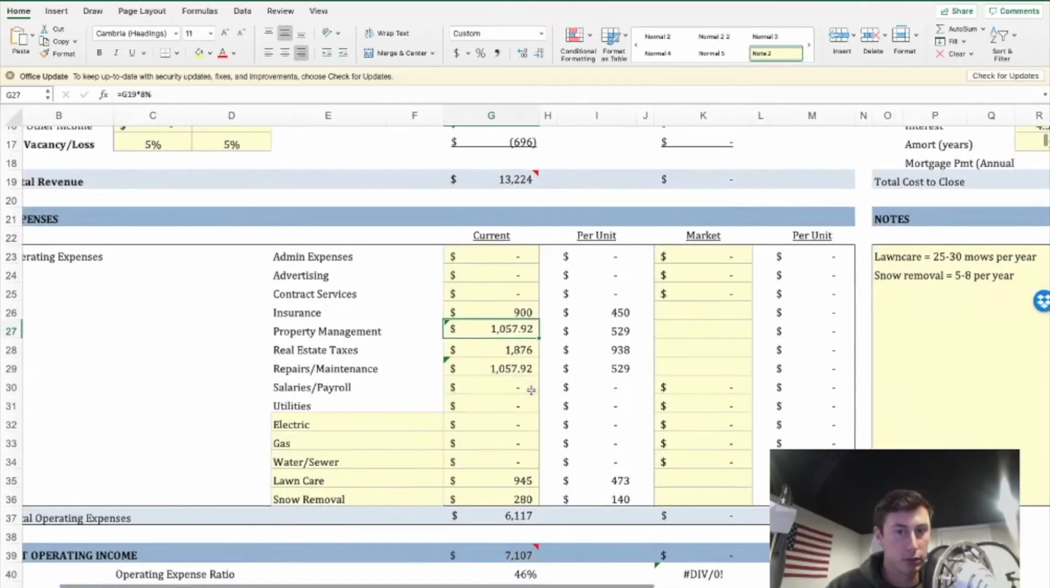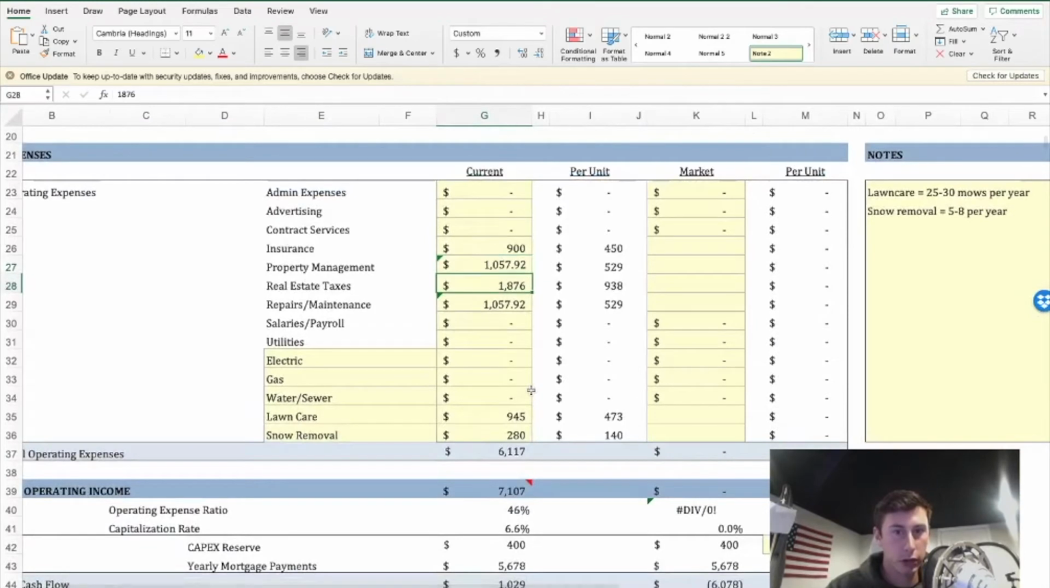So that's $1,057 per year in property management. Real estate taxes, very easy. Find out what county you're in, call the assessor, or actually better yet, go on Google, type in tax records, St. Louis County. All you gotta do is type in the address and it'll tell you what they're paying in property taxes. However, that's not necessarily what you're going to pay because it's going to be reevaluated when you purchase the property at that new purchase price.